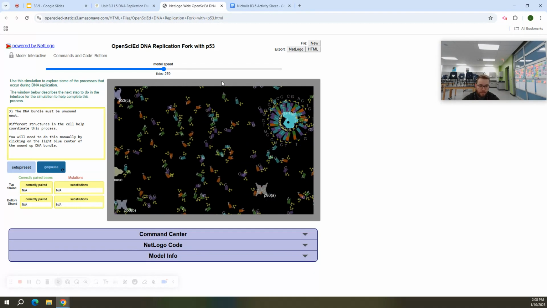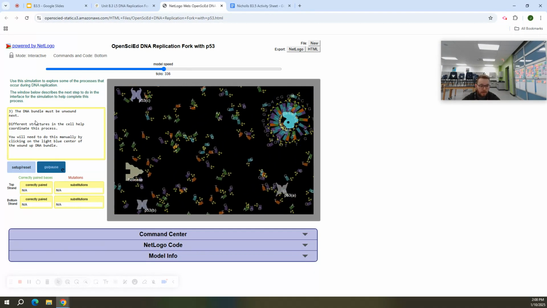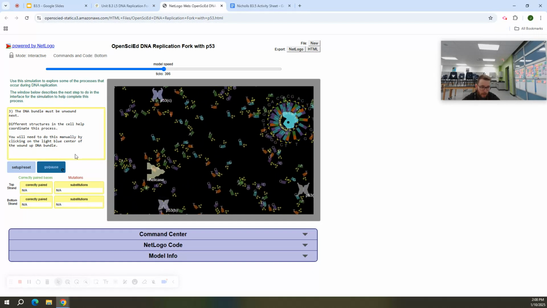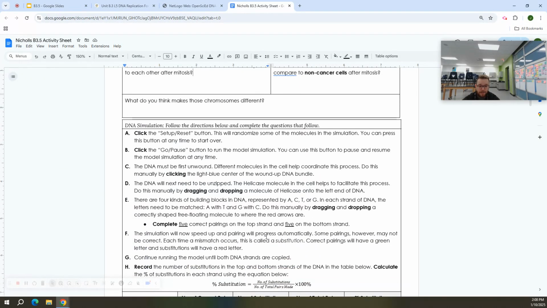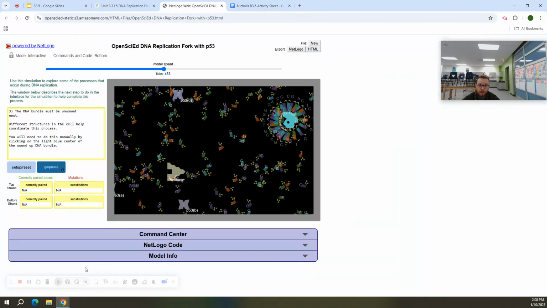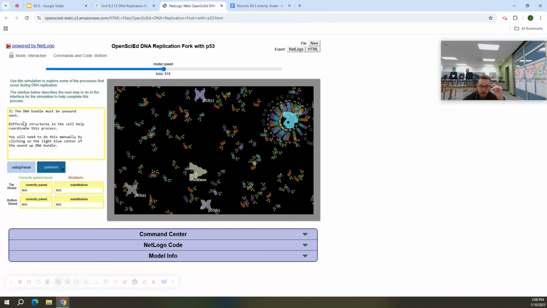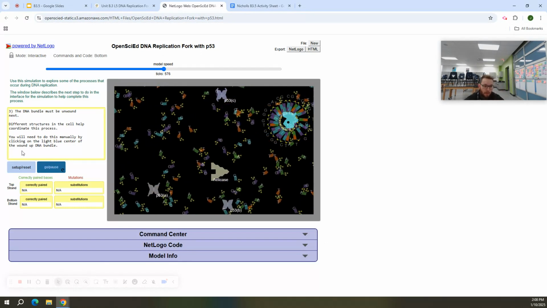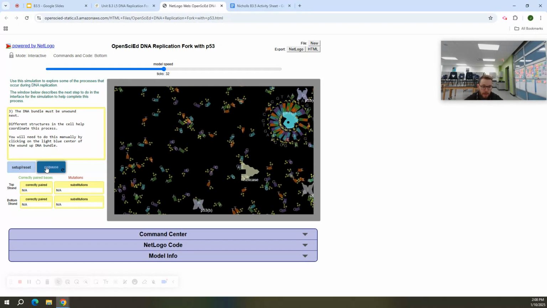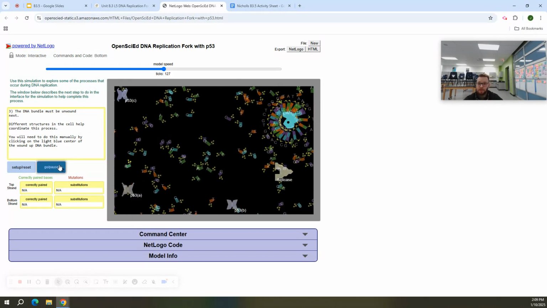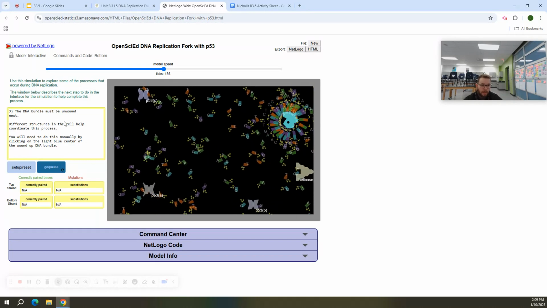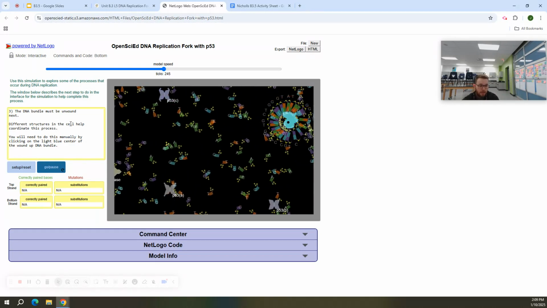Okay, so now in this little yellow highlighted box, it gives you the same exact instructions as the instructions on your activity sheet. So you don't need to use this really at the same time as long as you follow along with these instructions. Okay, so I've already done the first 2 instructions, which is just click Setup Reset and then click Go/pause, right? And now you're at the same point as me once you've done those 2 simple things. Okay, then you're just going to read through these instructions and it's going to tell you what to do.